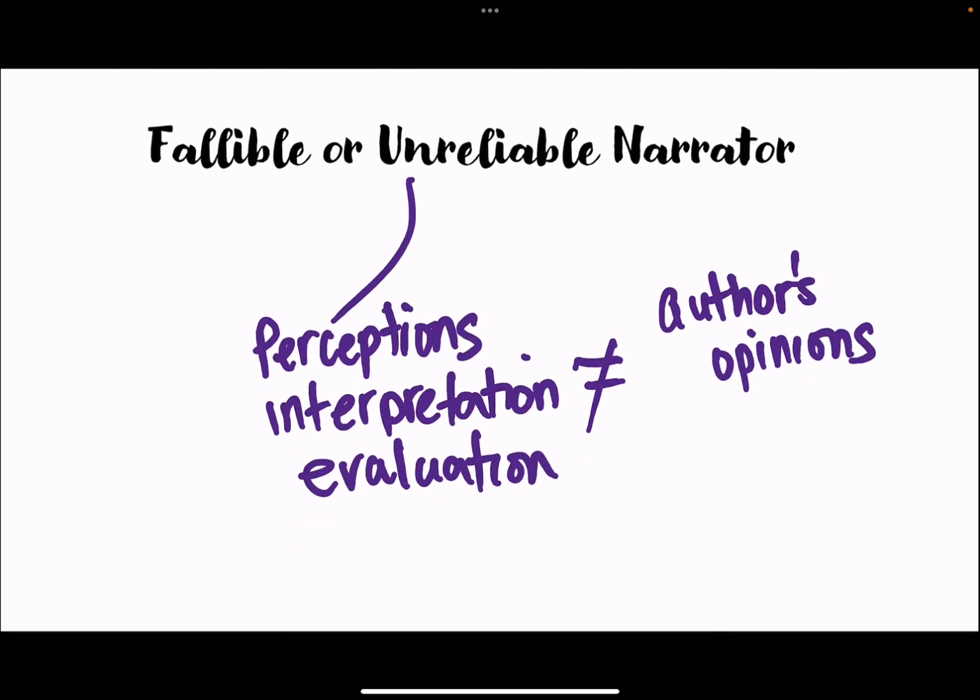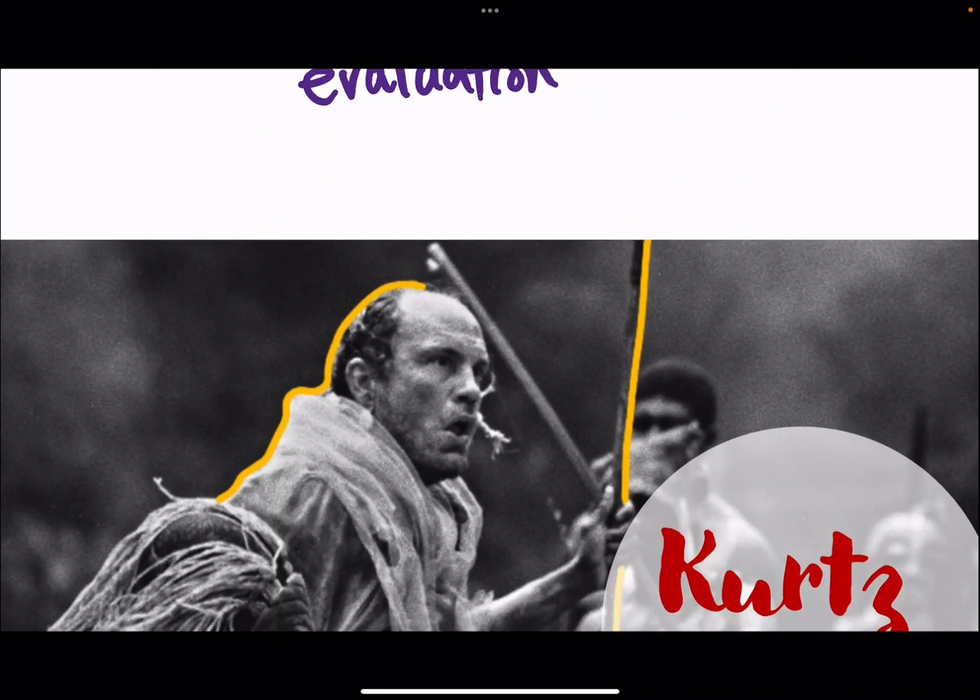And then you have the fallible or unreliable narrator, which we often see. Their perceptions and interpretation or their evaluation does not equal the author's opinion of the text. So there's a clear distinction between the two.